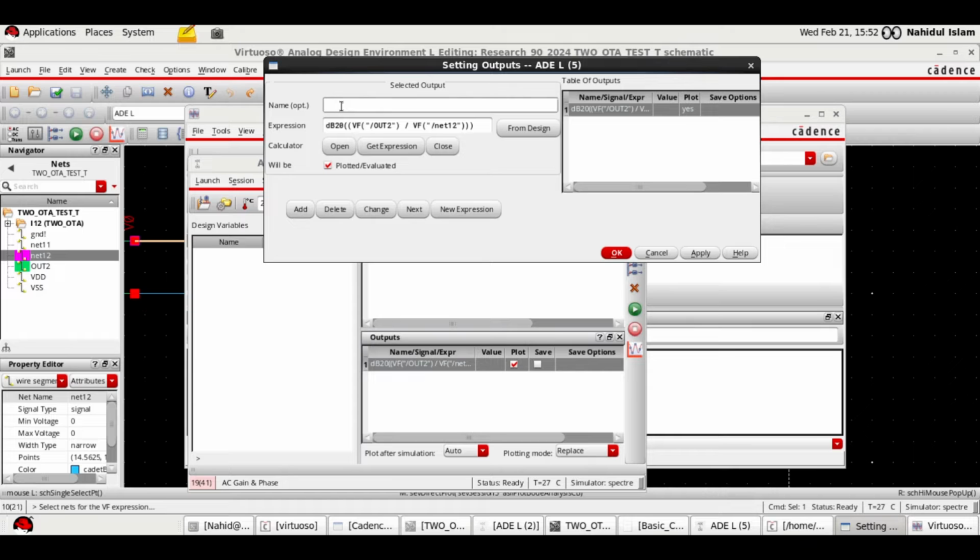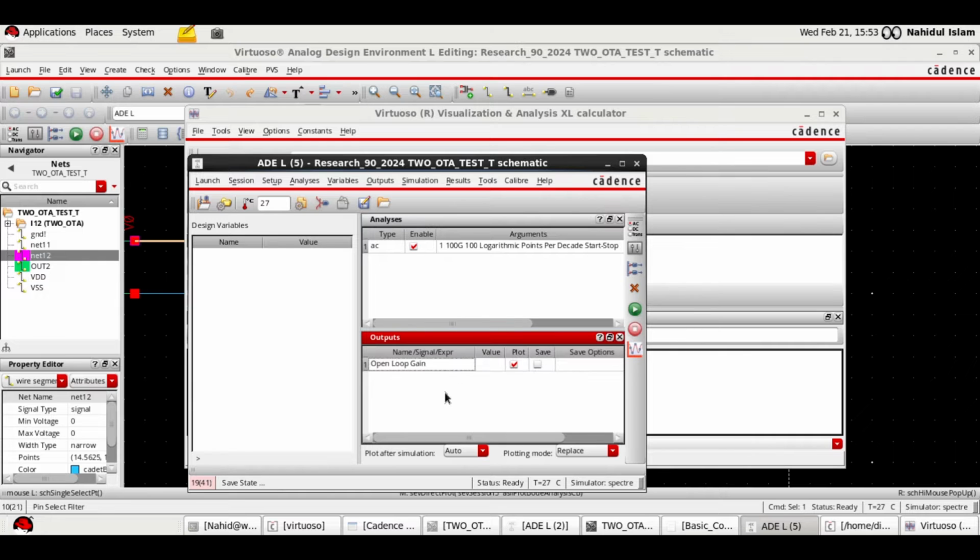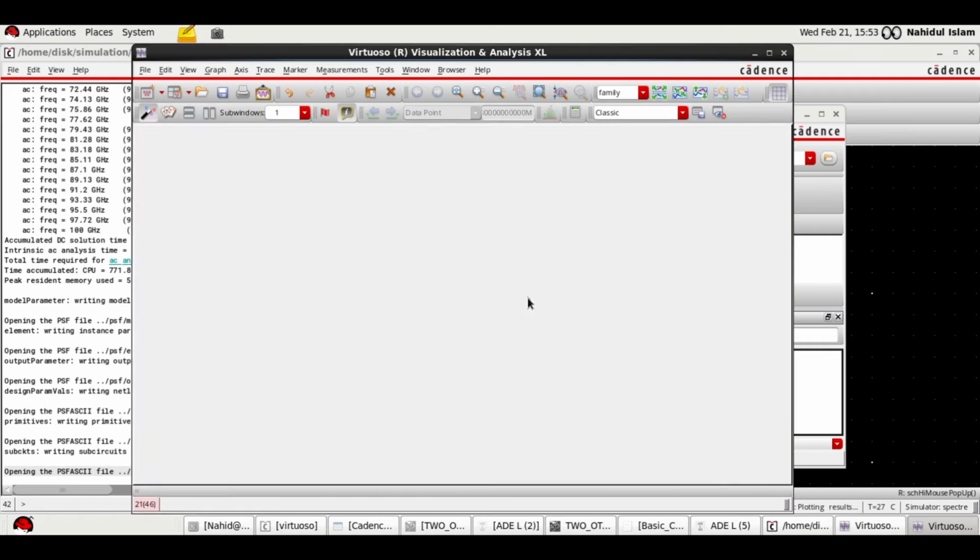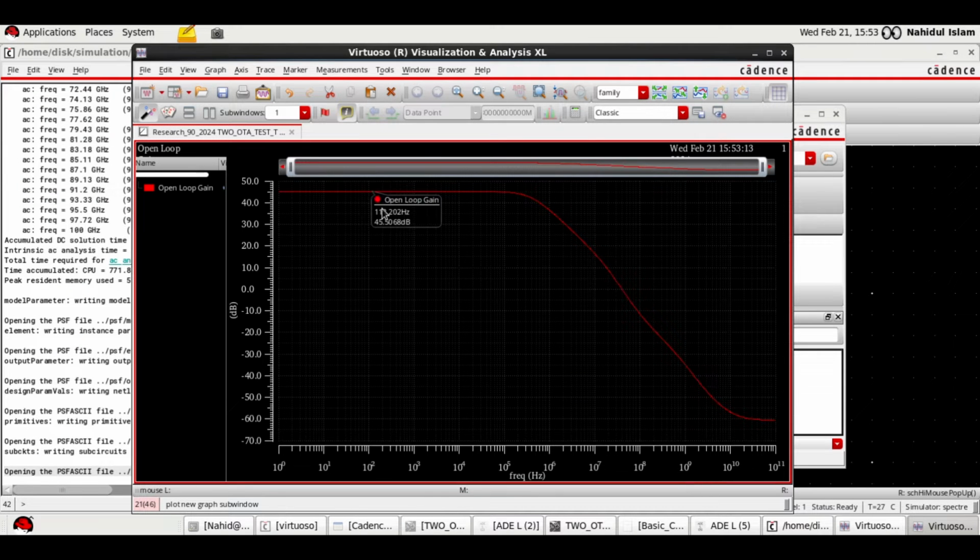Here is an optional way to rename this expression. So this is basically the open loop gain. Well, here if I run the simulation, you can see here is the gain plot.